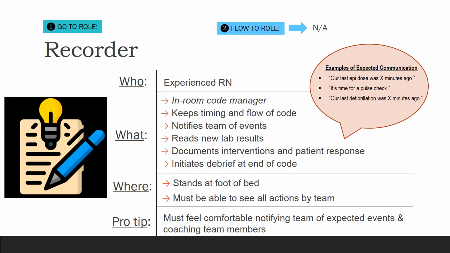The recorder is perhaps the second most important role in the effective management of a medical code. This role is typically filled by an experienced RN and involves keeping time, notifying team of events, reporting out lab results, and documenting interventions and patient response. This person typically is also responsible for initiating the hot debrief at the end of the code. The recorder should position themselves at the foot of the bed as close to the team leader as possible.